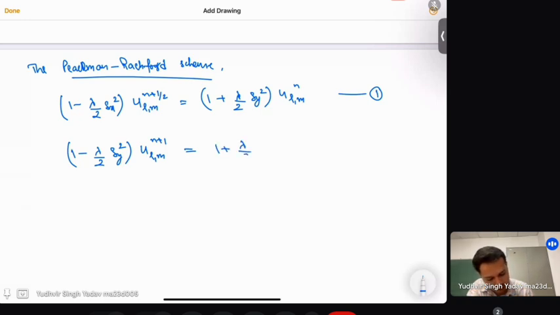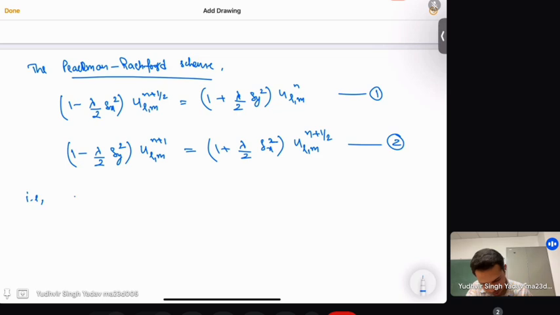On the right side it is 1 plus lambda by 2 delta x square U(L, M) at n plus half. So these are the two steps that we will use in order to find the solution using the ADI method.